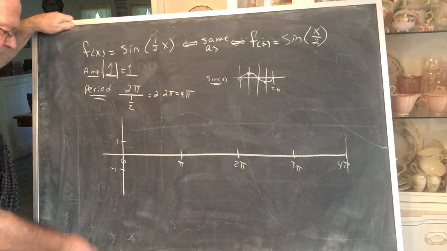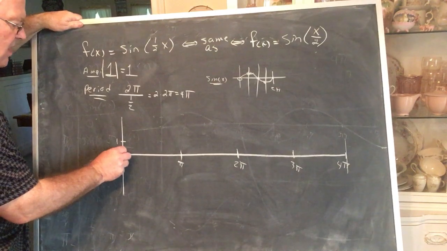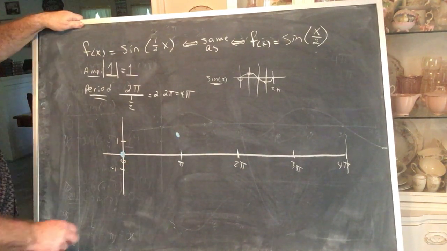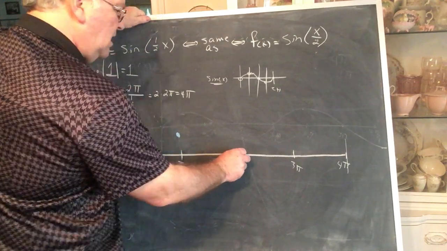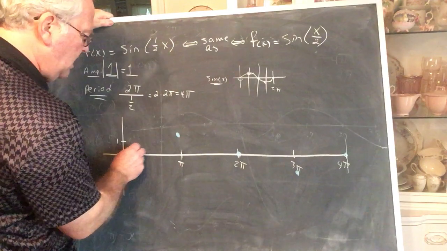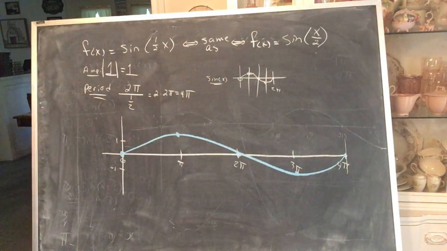So now sketch in the basic points. It starts at the node, goes to the peak in the first fourth, then goes back to the node. The next fourth goes to the trough. The next fourth goes back to the node. And so this is a much longer, stretched out sine curve.